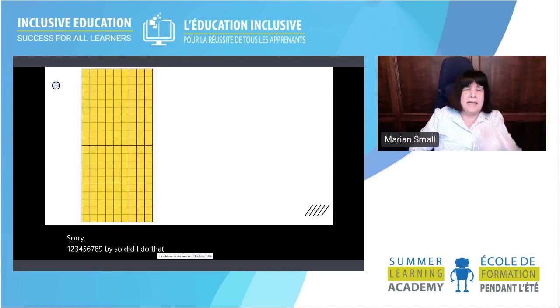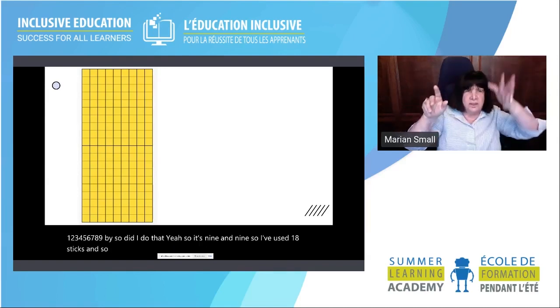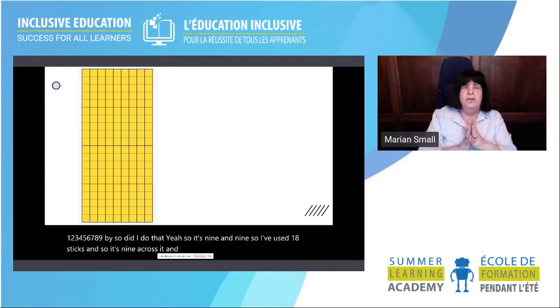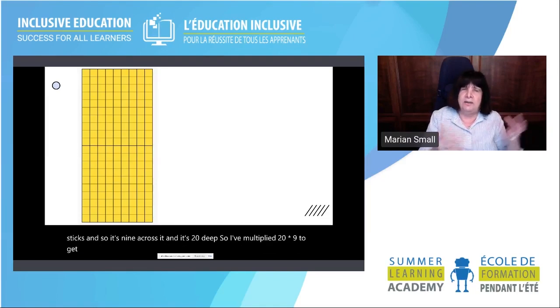So it's 9 and 9. I've used 18 sticks, and so it's 9 across, and it's 20 deep. So I've multiplied 20 times 9 to get 180, and that's one way to do it. But there are other ways to do it.